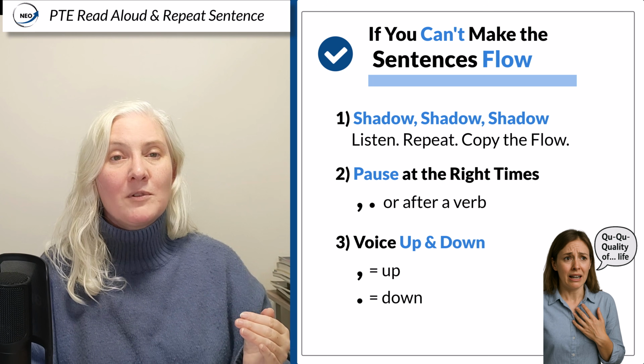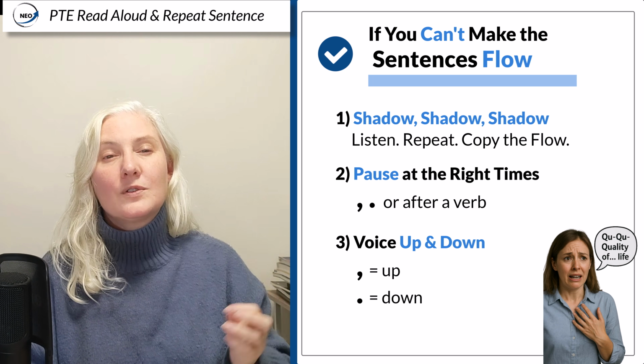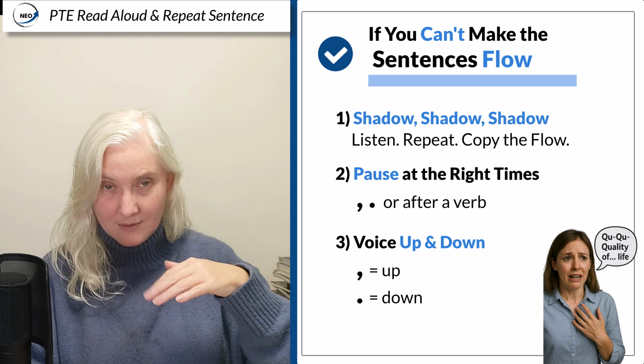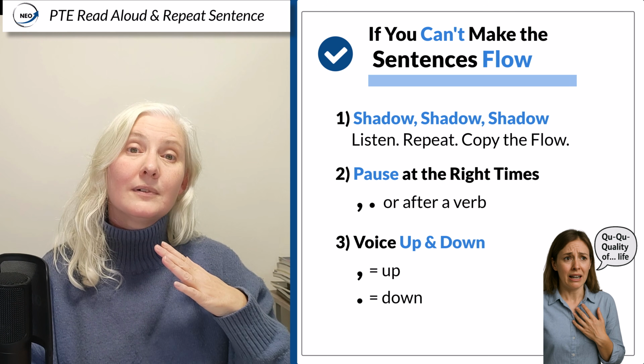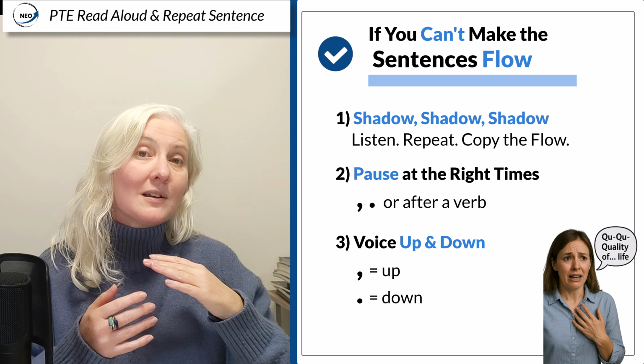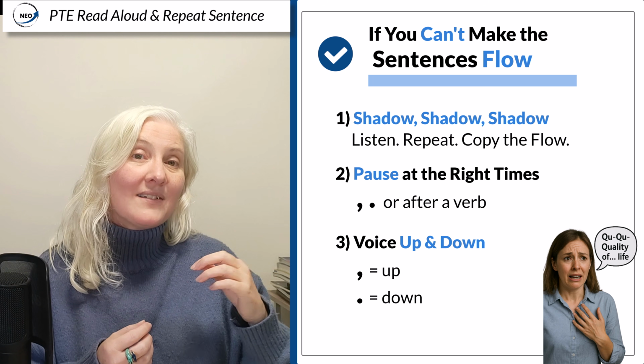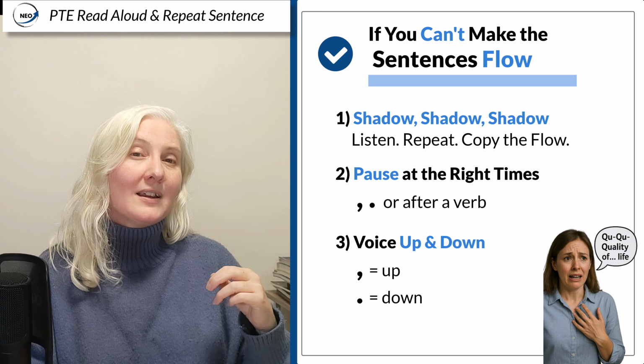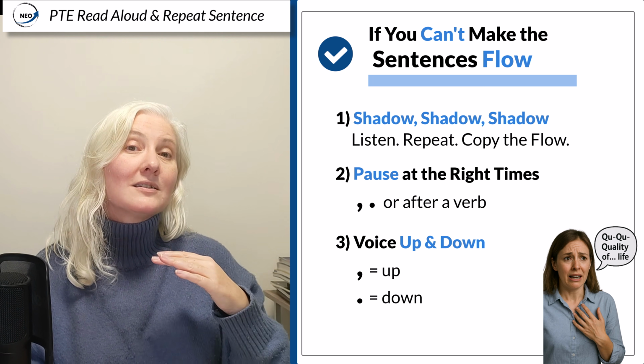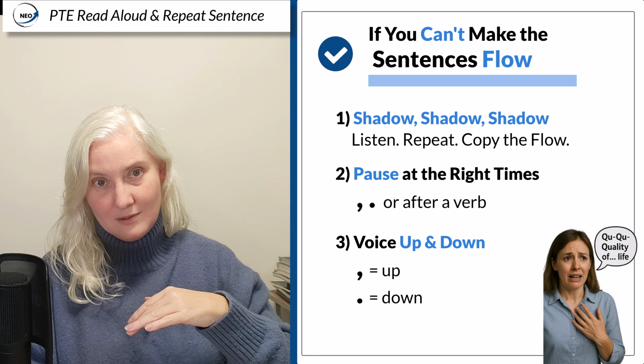Okay, every time your voice goes down, you sound like you're ending a sentence. Every time your voice goes up, it sounds like there's still some more sentence coming. And that's what's happening with a comma too, right? We're in the middle of a sentence, and now we're at the end. Okay, and finally, let's do an example read aloud question and example repeat sentence question together. We'll do the read aloud question first.